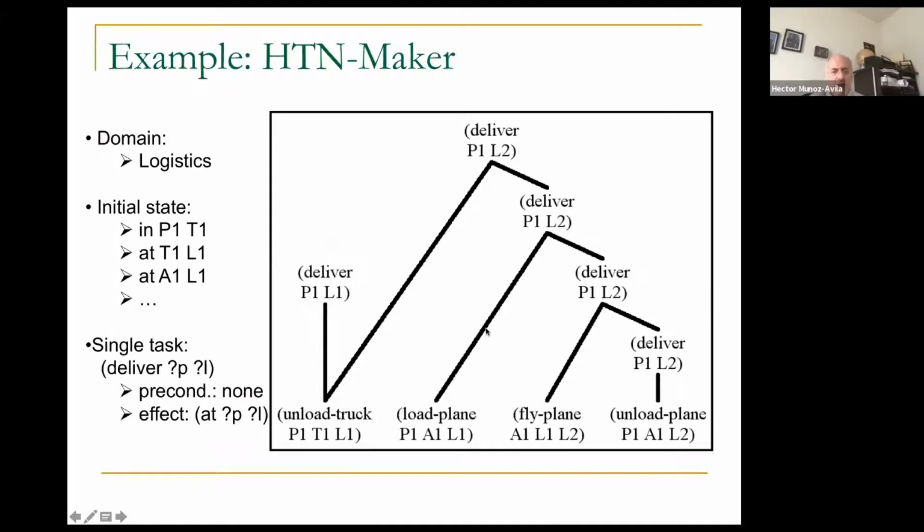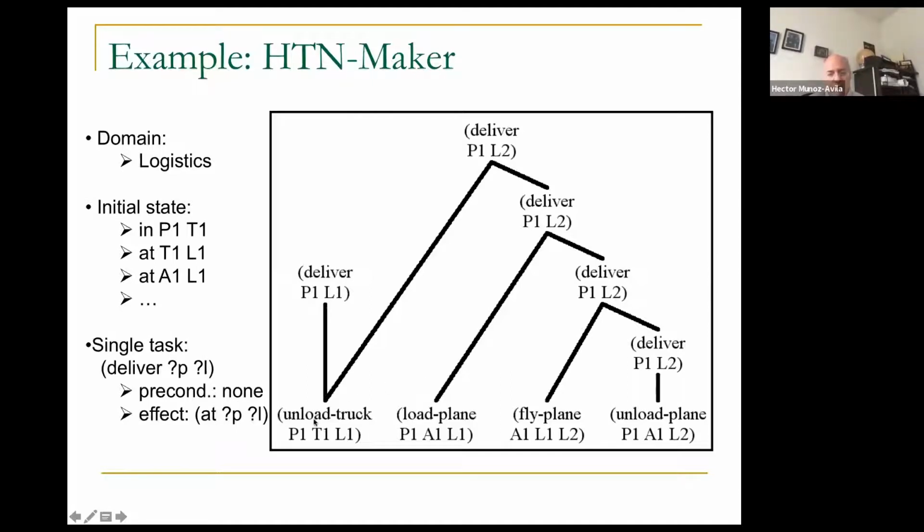So here is one system, HTN Maker. The authors of HTN Maker decided we're going to enforce right recursive. So, for example, this is an example of a task. It's a deliver task, and it has no preconditions, and the effect is the package is at location L. This is the transportation domain. So the deliver task basically is a goal, which is the package is at the location.